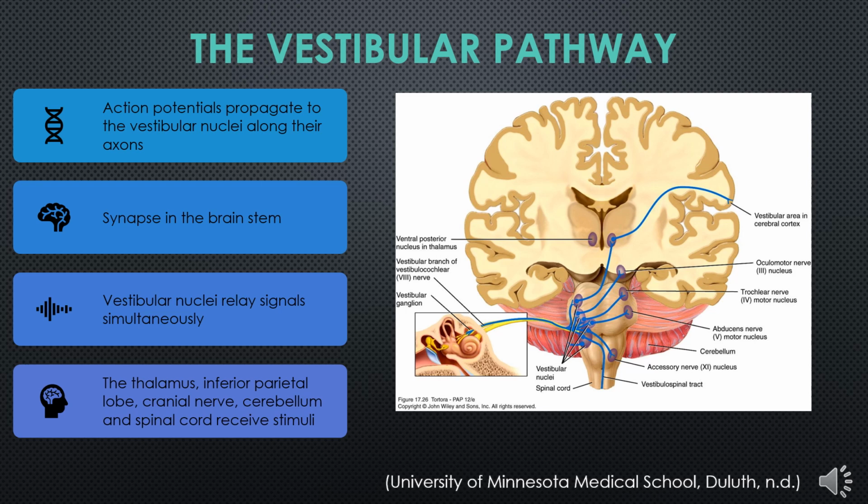The thalamus and inferior parietal lobe receive stimuli regarding conscious awareness of the head position and movement. The cranial nerve nuclei receive stimuli regarding coordination of eye movement in response to head movement. The cerebellum and spinal cord receive stimuli regarding coordination of muscle movement that maintains balance in response to head movement.